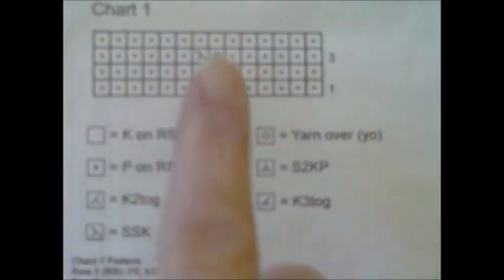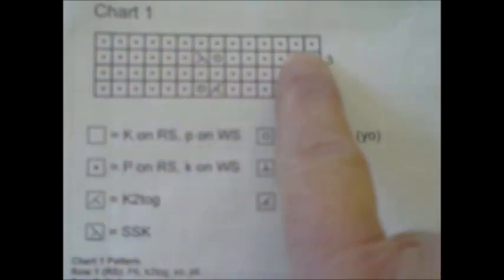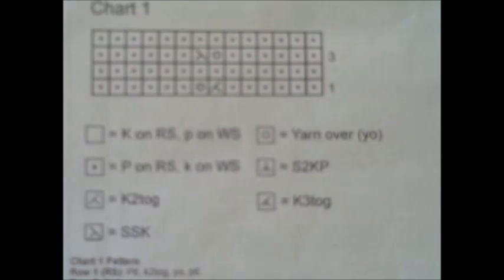Again, on the wrong side, this would be row 4. You're starting from the left. They have the dot, but again, looking here on the wrong side, you're going to knit those stitches. So that's a simple basic chart.